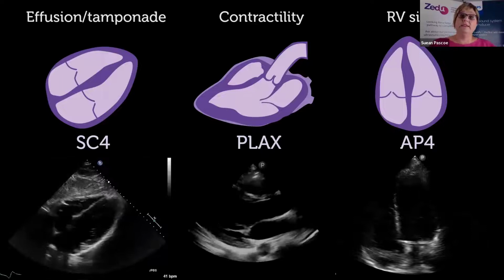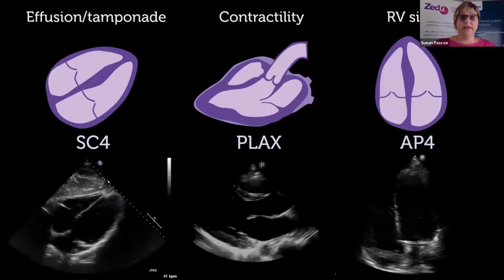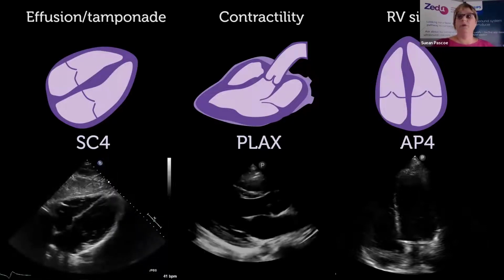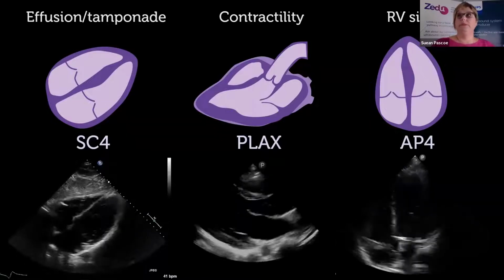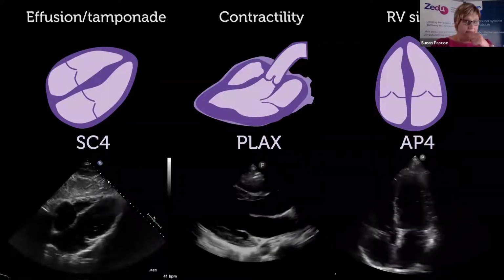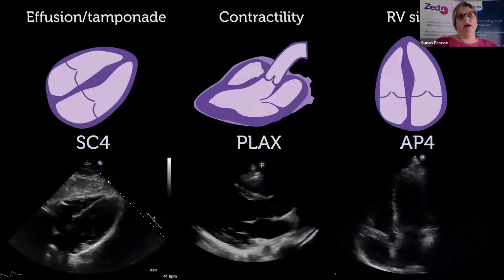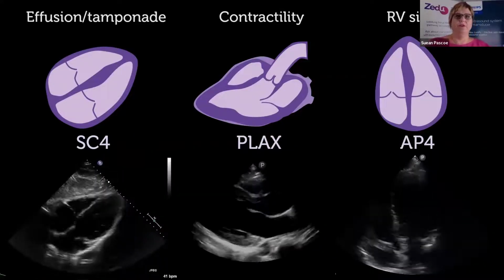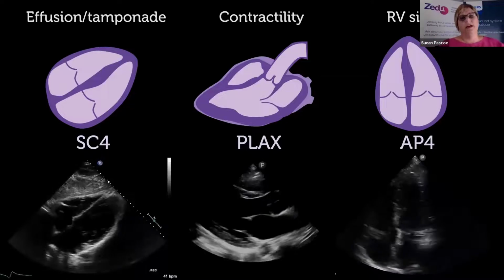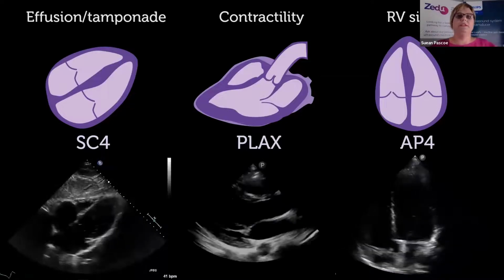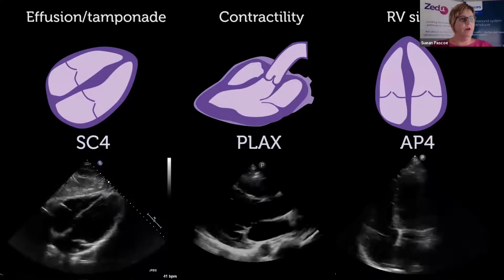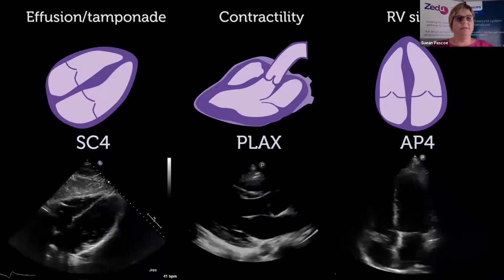The parasternal long axis view, we're going to look at the contractility of the heart, and the apical 4 is the one we're going to use to specifically look at the right ventricular size. Now, there is overlap in these views. It's not just that you can only look at contractility in the parasternal long, but there are some really quick specific things that we can look for in each of those views that are going to help us answer those questions.